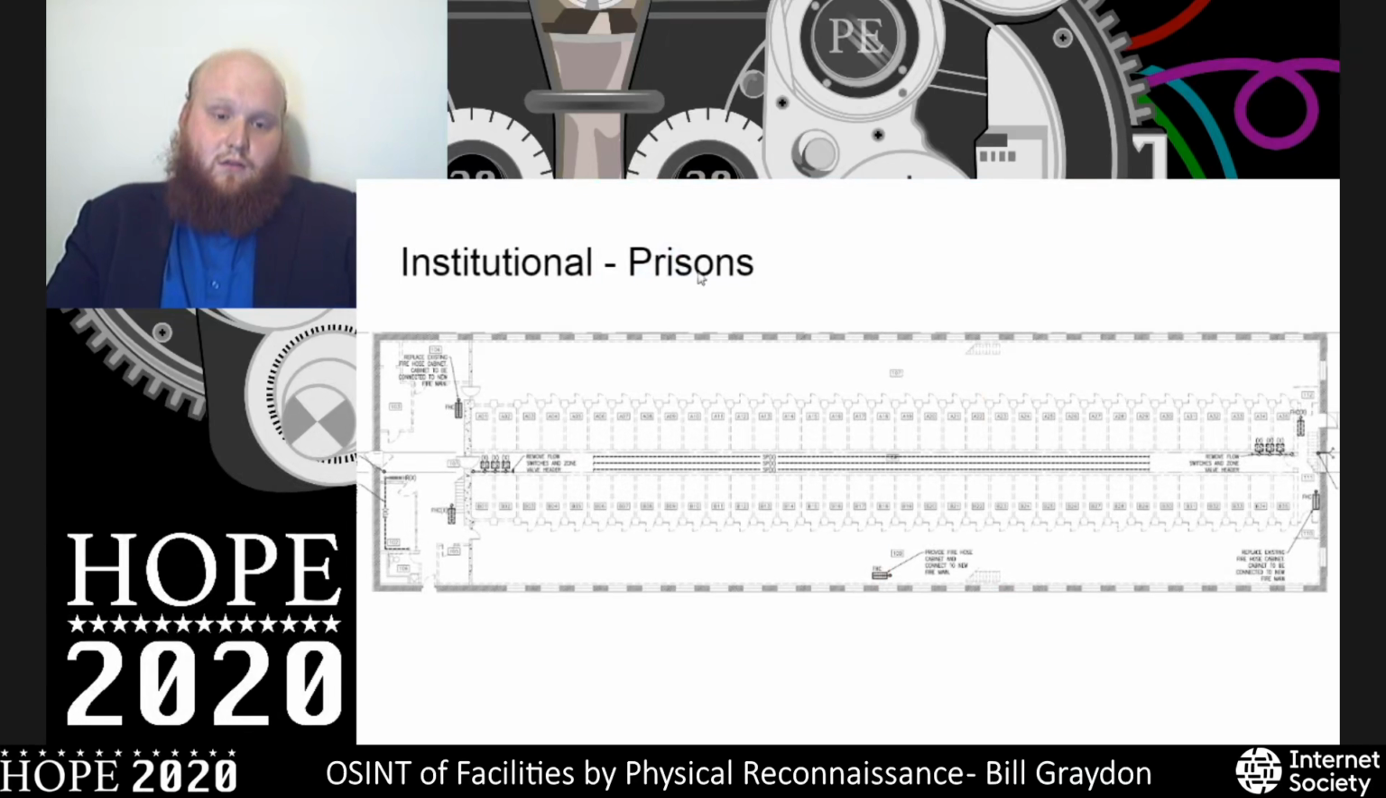Prisons tend to be laid out in very long forms as well, within which we have the cell blocks.